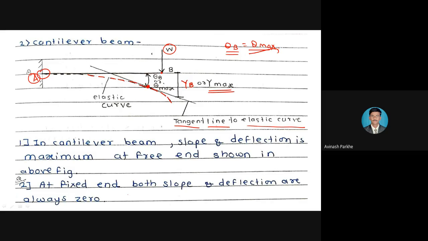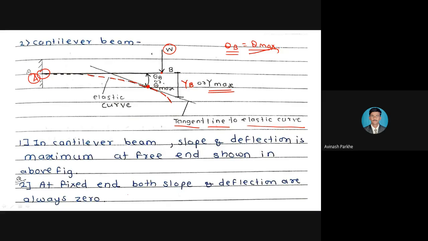So in case of a simply supported beam, deflection is maximum at the center, deflection is 0 at the support. In case of a simply supported beam, slope is maximum at the support, slope is 0 at the center point. But in case of a cantilever beam, both the quantities are maximum at the free end, means slope and deflection are maximum at the free end, and both the quantities, that is slope and deflection, are 0 at the support point or at the fixed point. So this is related to the simply supported and the cantilever beam.